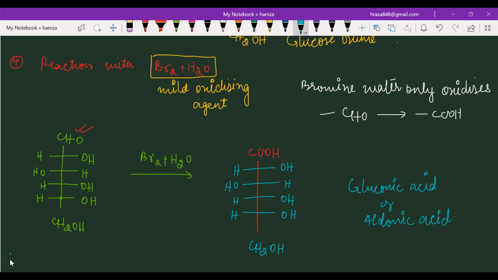One more important point, please write it in your notes: bromine water oxidizes only aldehyde but not ketone. In order to oxidize ketone to carboxylic acid, there will be cleavage of a bond, because the ketone is present in between two carbons. So please write it.